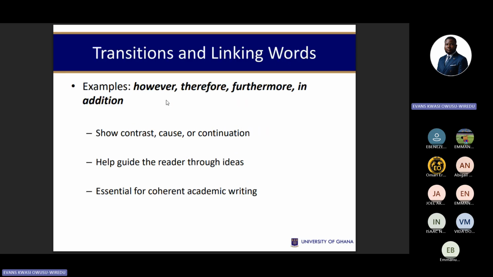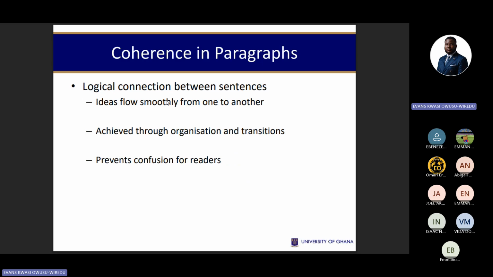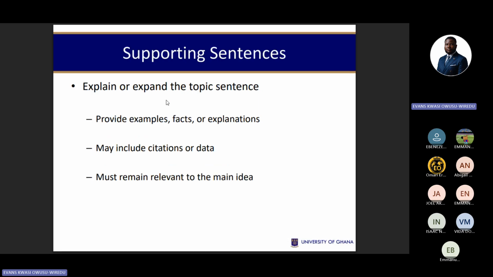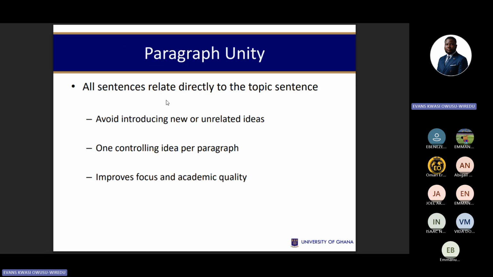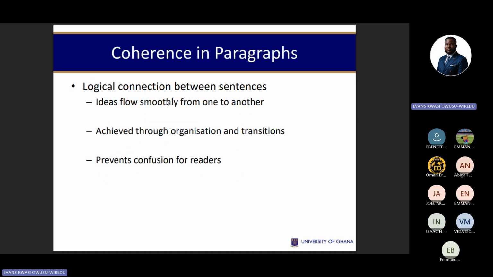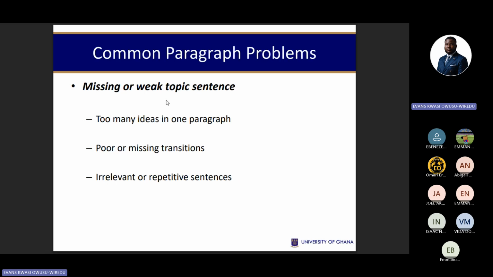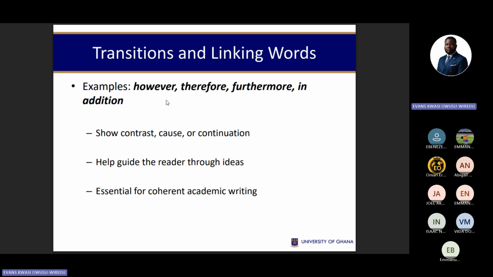So you've learned about unity in paragraphs, coherence in paragraphs, supporting sentence, topic sentence, transitional words, linking words, identifying the topic sentence. Over here, he has added transition and linking words together: show contrast, cause or continuation, help guide the reader through ideas. We should know however, therefore, furthermore, in addition, in conclusion.